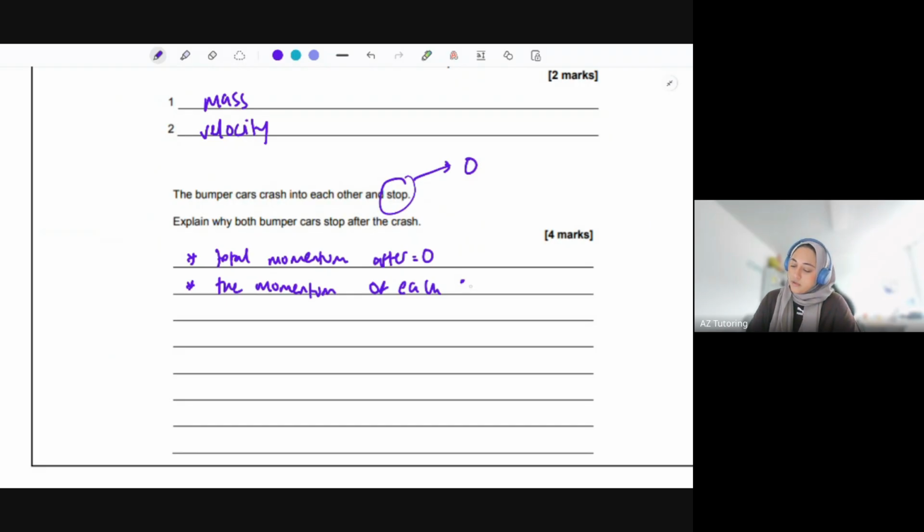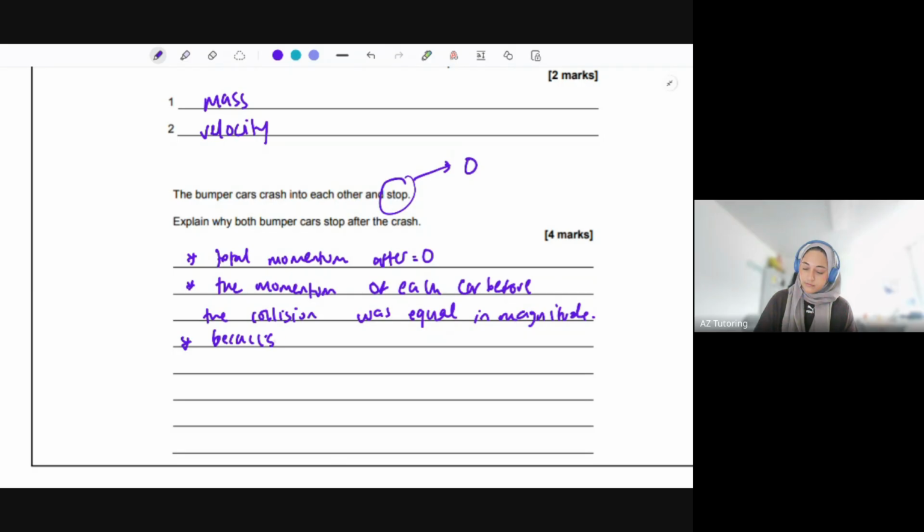The momentum of each car before the collision was equal in magnitude. Okay, I'll write this down and then I'll explain it. So the momentum of each car before the collision was equal in magnitude. Reason why is because of conservation of momentum. So you would write that down.